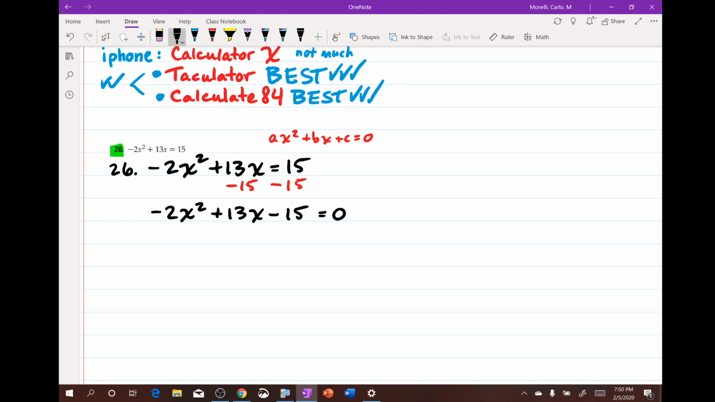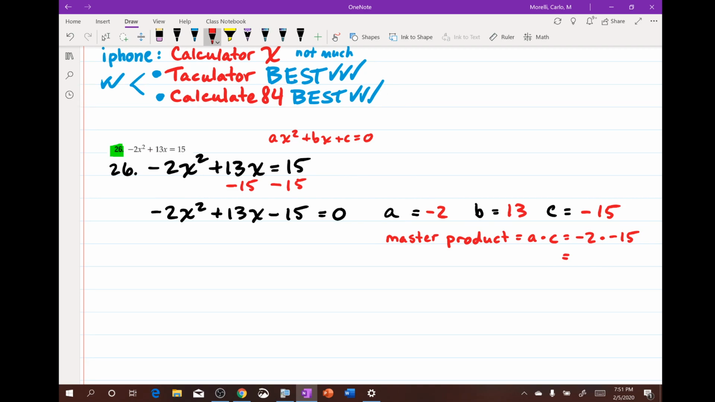Awesome. That's wonderful. Okay, so now we need to identify A, B, and C. So A is negative 2, B is 13, and C is negative 15. Okay. Now we have to figure out what the master product is. And I'll just keep writing this because I want you guys to get it in your head that the master product is equal to A times C. So A is negative 2 and C is negative 15. So the master product, MP, is equal to positive 30.